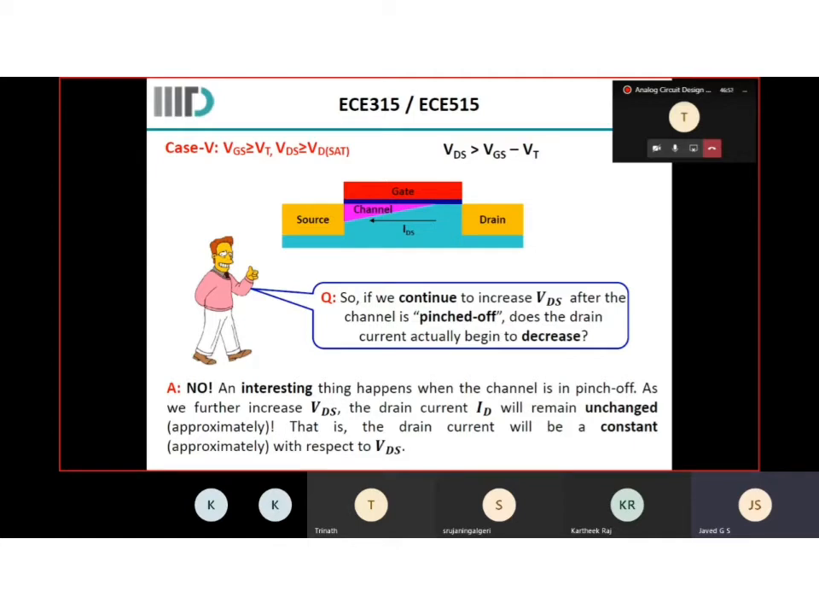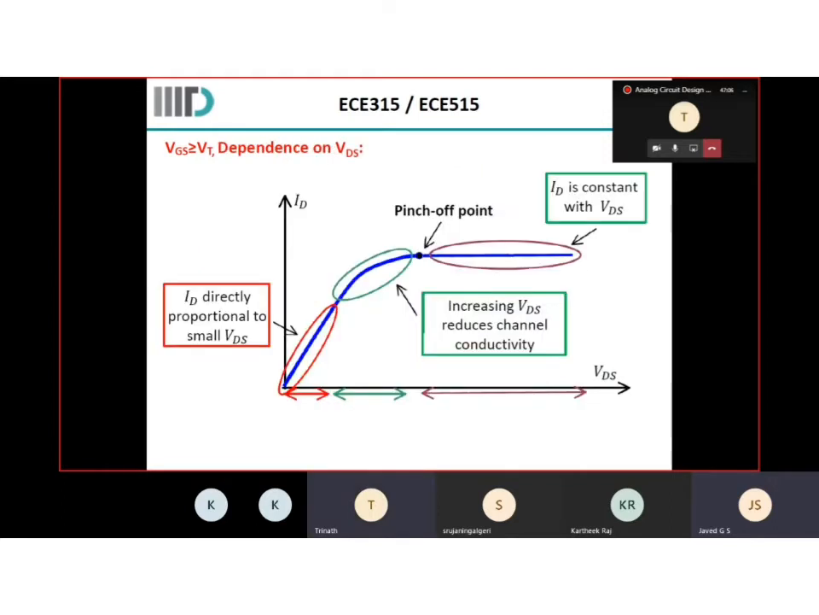Is it not? So now we will see in the next slide what happens. We'll see the answer to that. Actually, the drop which we are giving from drain to source will be dropped across the reverse bias which is formed between the pinch off channel and the drain.